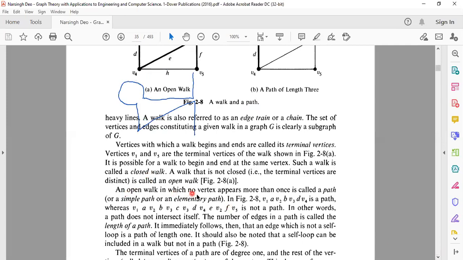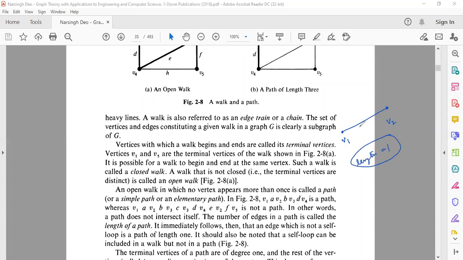So an open walk in which no vertex appears more than once is called a path. And the number of edges present in a path is called the length of the path. Okay. So if I consider the simple example as before, this example is an open walk as well as a path. What is the length of this path? The length of this path is 1 because only one edge is present in this particular diagram.